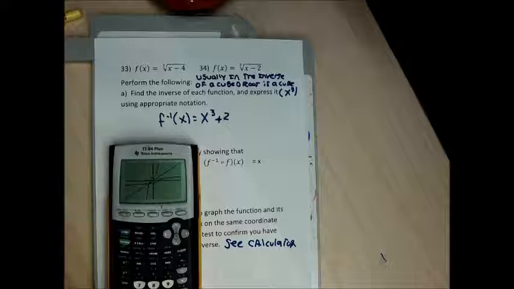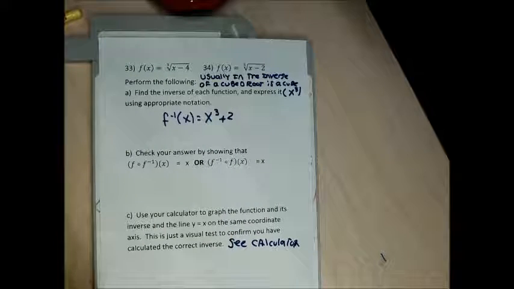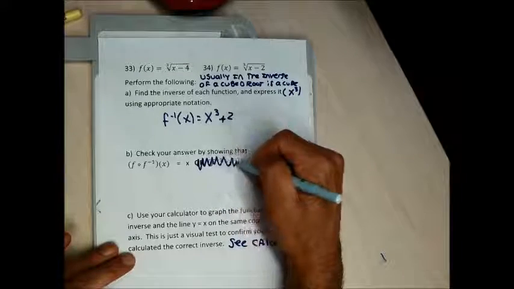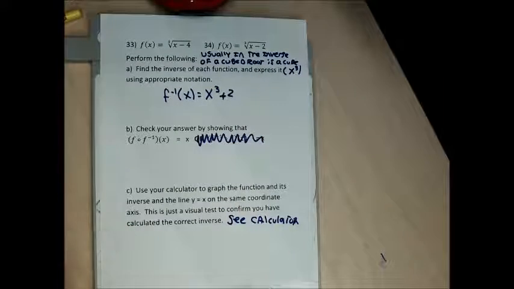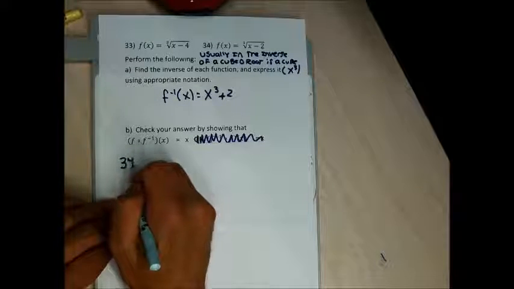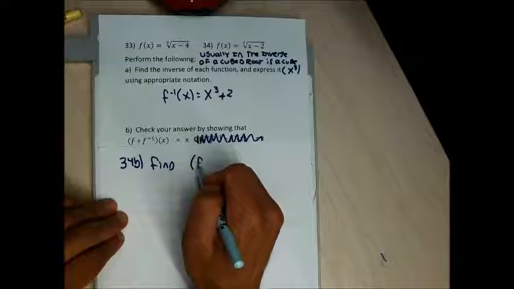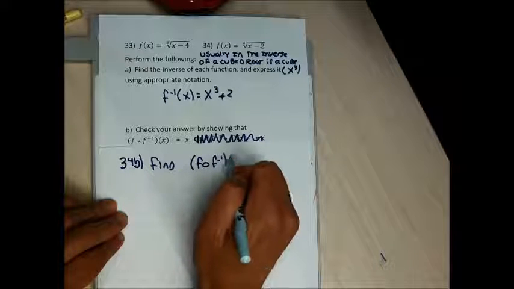I could actually even see that symmetry, that above and below this line, you have perfect symmetry. So I believe my answer is correct. That's not enough to guarantee it's correct because the graph can play tricks on you. So I need to do the part B. And for the part B, I'm just finding f composed with f inverse of x. That's the slickest way to show that your answer is right. So moving on to part B. For part B of 34, I need to find f composed with f inverse of x.